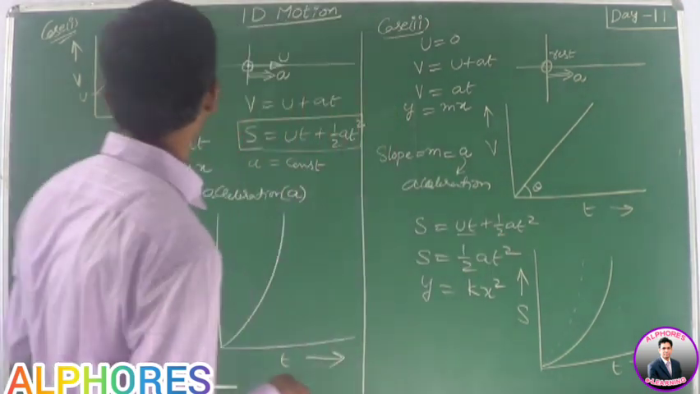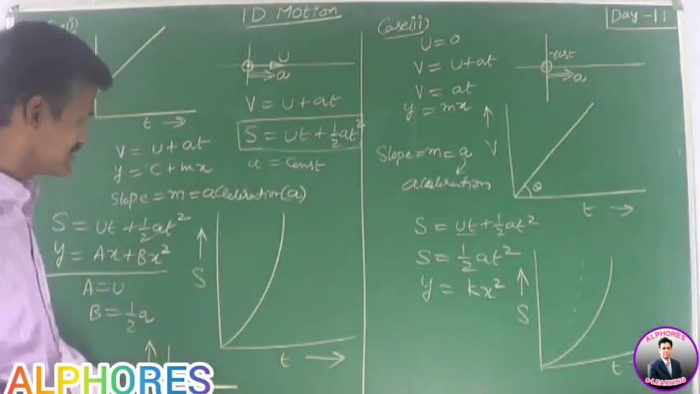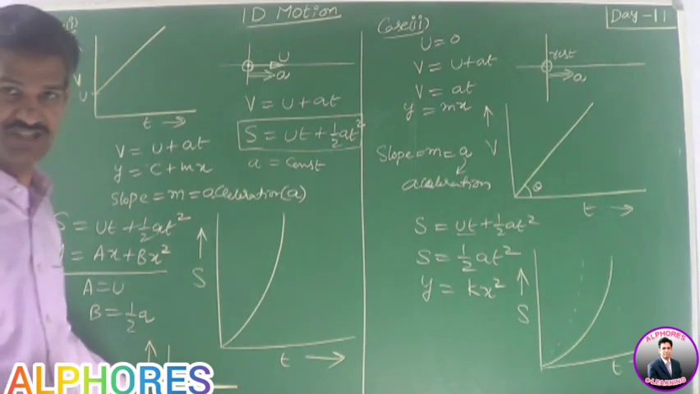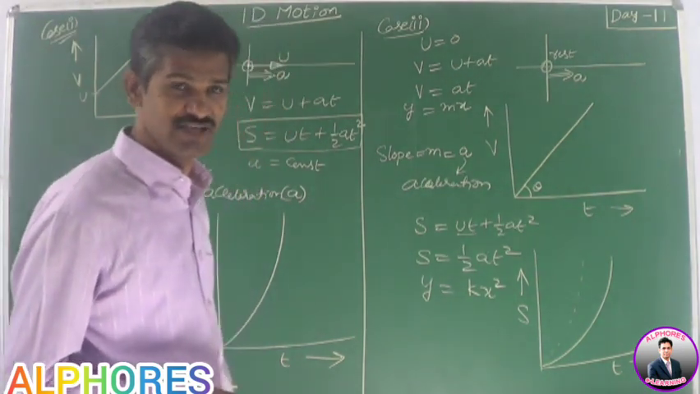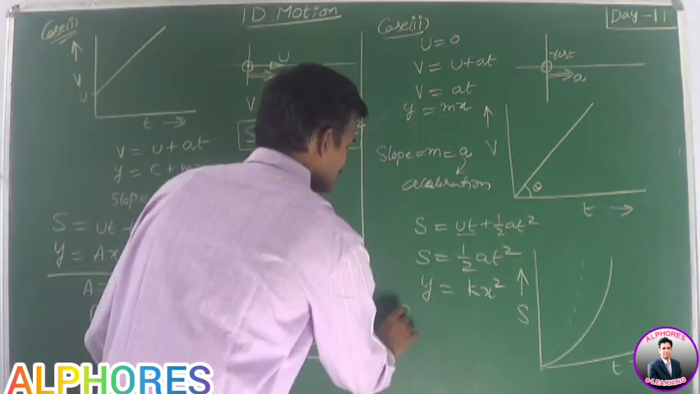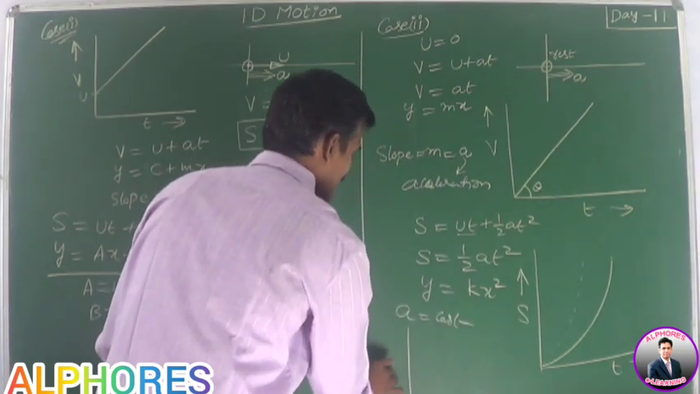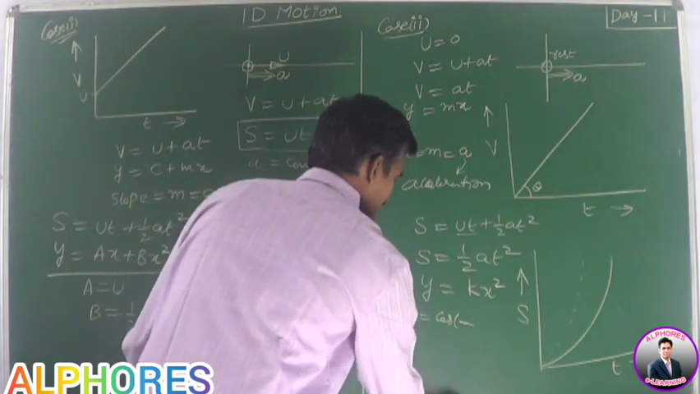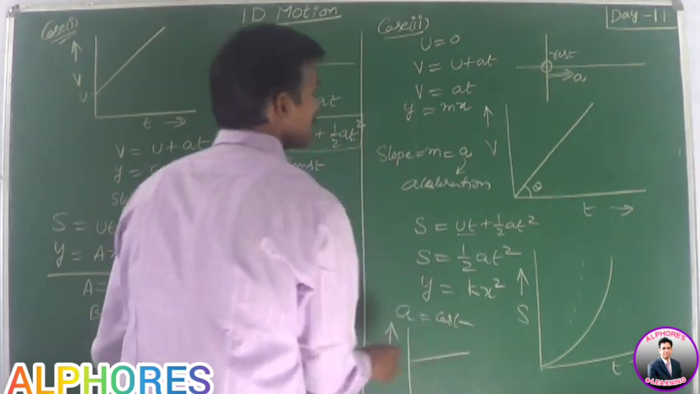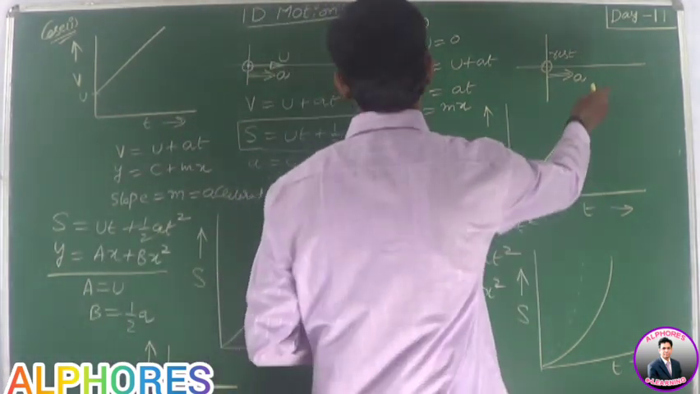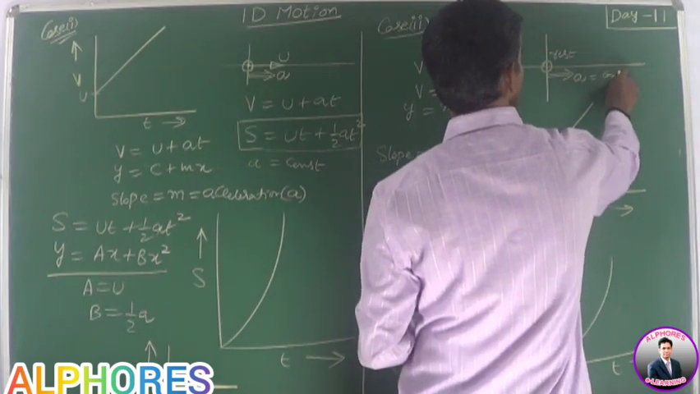Right? How to draw the acceleration time graph? This acceleration time graph does not change because acceleration is constant. If you draw a graph between acceleration and time, this acceleration is constant. We already know that this acceleration a is a constant. Right.